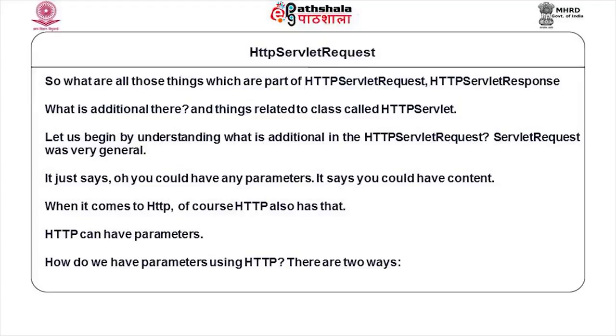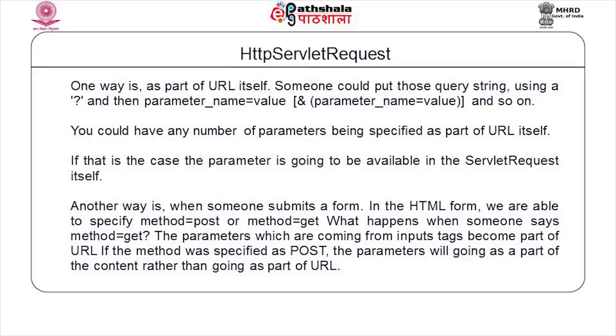Servlet request was very general. It just says you could have any parameters, you could have content. Of course, HTTP also has that. HTTP can have parameters. How do we have parameters using HTTP? There are two ways. One is as part of the URL itself: someone could put a query string, a question mark, parameter name equal to value, ampersand, parameter name equal to value. You could have any number of parameters specified as part of the URL itself.